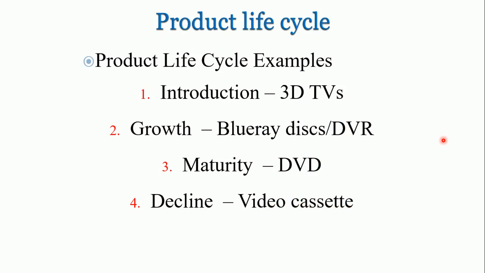Now, what are examples at the product level? In today's scenario we see different stages with different products. In introduction, today 3D TVs or 4K TVs are in the introduction phase. Then Blu-ray discs or DVRs come under the growth phase. DVD discs come under the maturity level, and video cassettes and magnetic tapes are in decline. Audio tapes are under decline, or generally they are washed out or withdrawn from the markets.